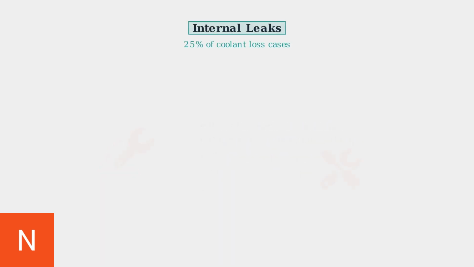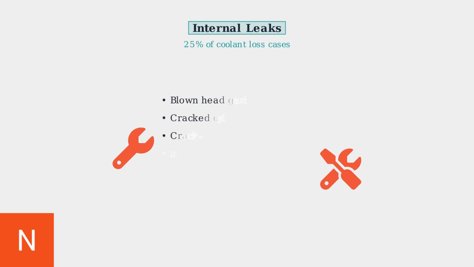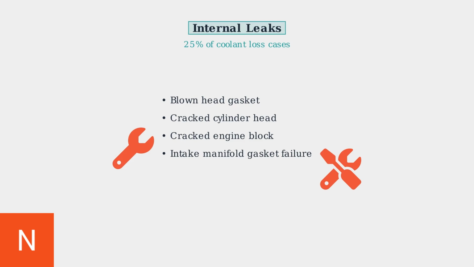Internal leaks represent 25% of cases and are more serious. These occur when coolant leaks into the combustion chambers or oil passages inside the engine. Common internal leak sources include blown head gaskets, cracked cylinder heads, cracked engine blocks, and intake manifold gasket failures. These problems often cause white exhaust smoke and milky oil.